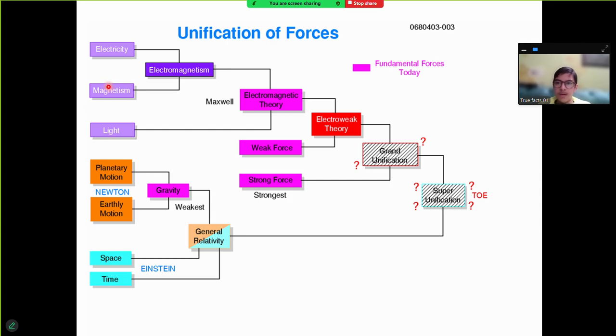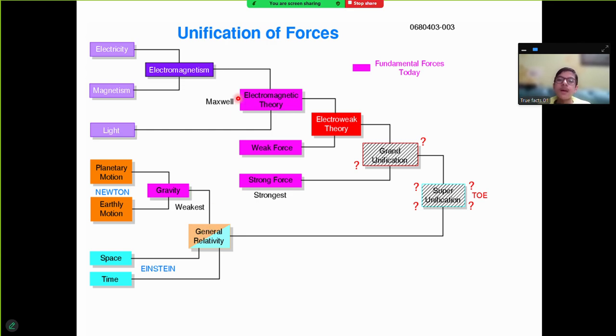So over here, we have electricity and magnetism. Wherever electricity is, we have magnetism there too. Then they both combine into electromagnetism, and when we combine light with it, we get Maxwell's electromagnetic theory. And then we have planetary motion and earthly motion that makes gravity, and gravity combines with space and time to give general relativity.